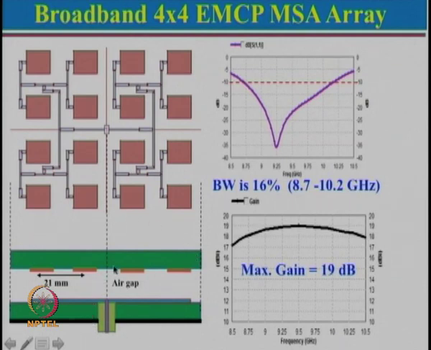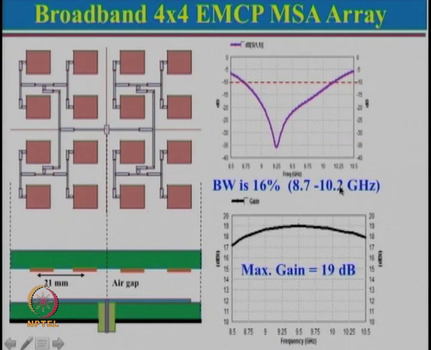And if you now see the result here, I have drawn the line for reflection coefficient of minus 10 dB. And just to remind you, a reflection coefficient of minus 10 dB is approximately equal to VSWR 2, and for this particular case we can see that for reflection coefficient less than minus 10 dB, bandwidth is about 16%, or you can say 8.7 to 10.2, that means 1.5 gigahertz bandwidth.